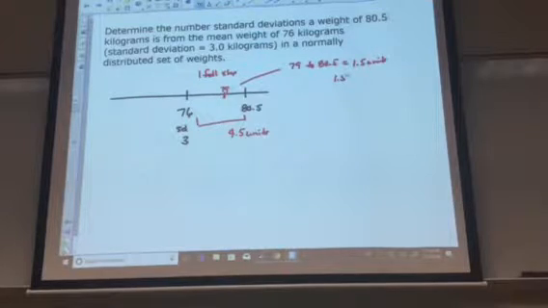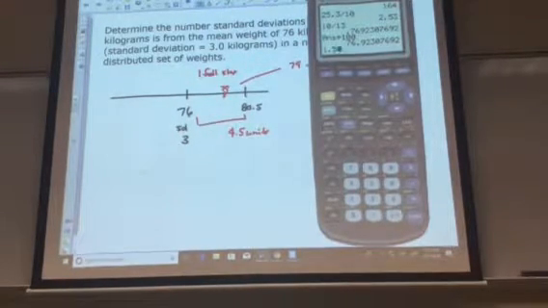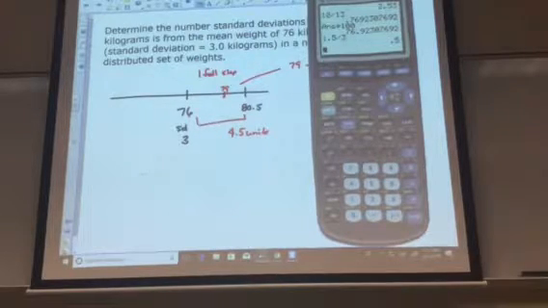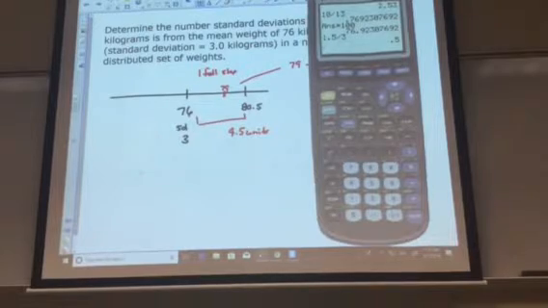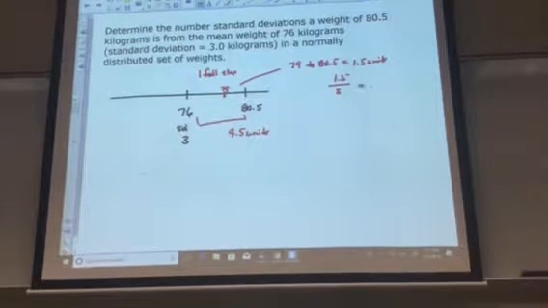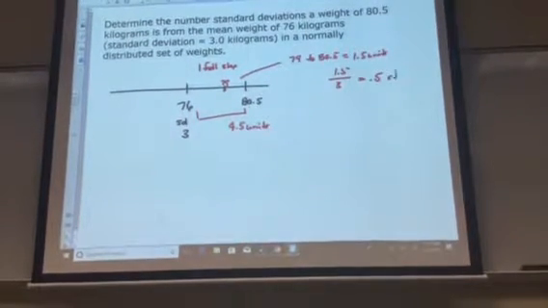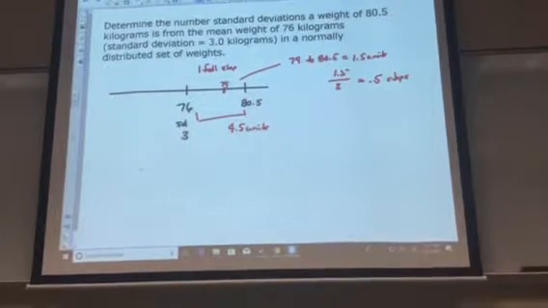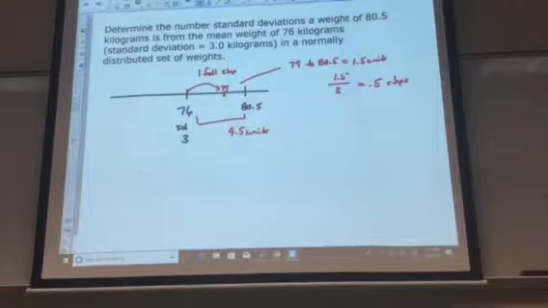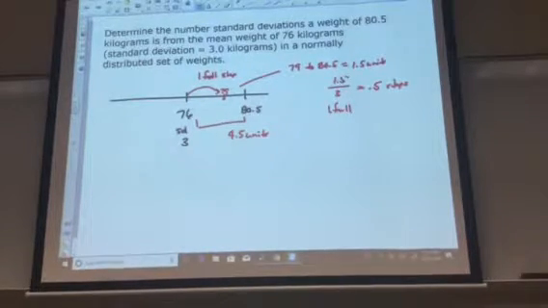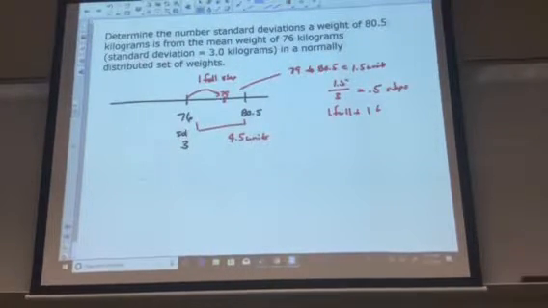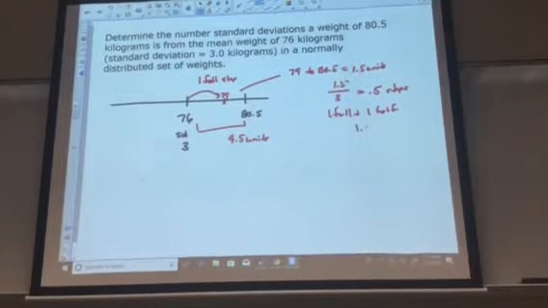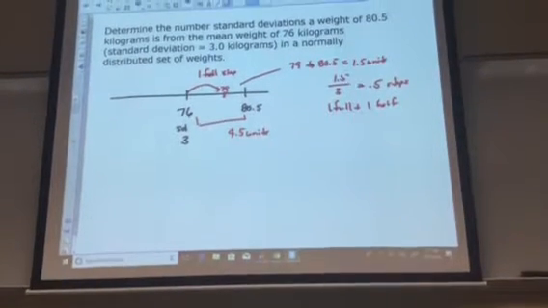And 1.5 out of 3 is 0.5 units. A half a step. So you moved one full step plus 1/2 means that you're at 1.5.